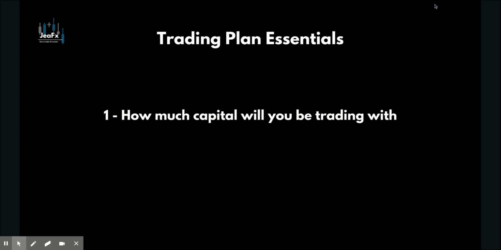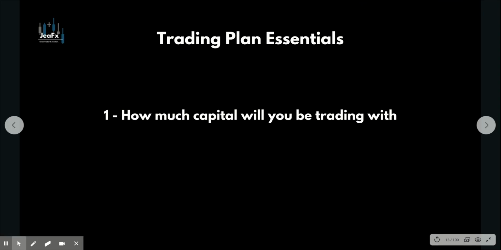The first of the trading plan essentials, and the first thing that you really need to be marking down when creating your trading plan, is how much capital you're going to be trading with. So everyone's going to be trading with a different amount of capital, but if you can mark down how much you're trading with and how much your account is going to be running with, this gives you a start point to then build targets, limits, and goals around that set starting amount.